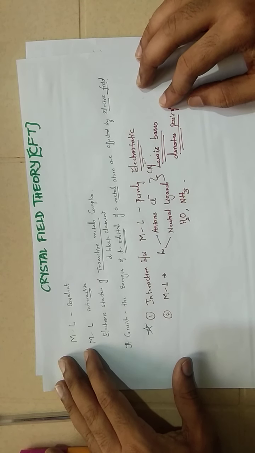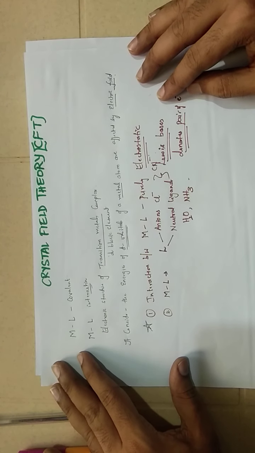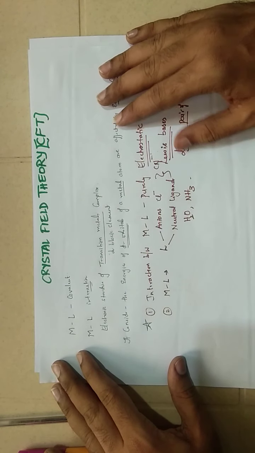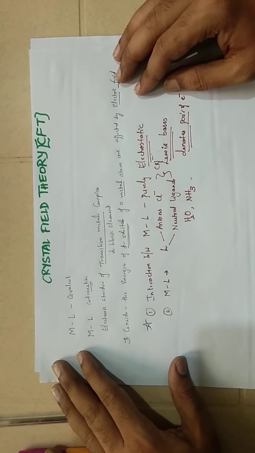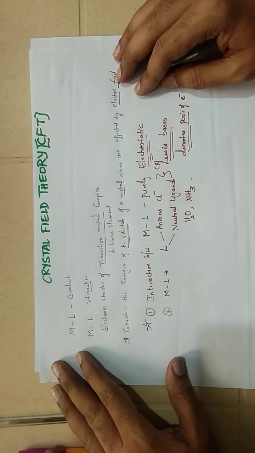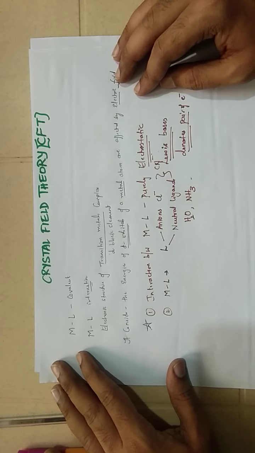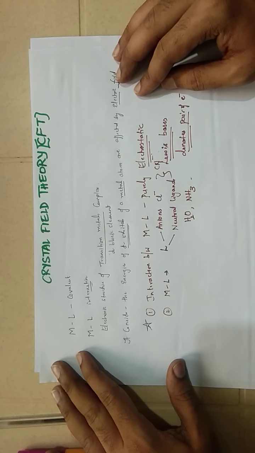Good afternoon, students. Today we are going to study a very important concept, crystal field theory. Before that, we should know we have already studied the valence bond theory proposed by Pauling, where we consider the interaction between the metal and ligand to be covalent, right? There are certain limitations in VBT: it could not explain the spectral properties of complexes. Also, it could not account for the magnetic property of certain complexes, right?